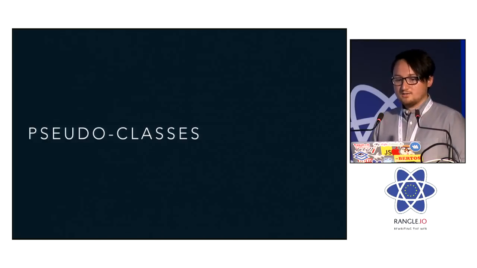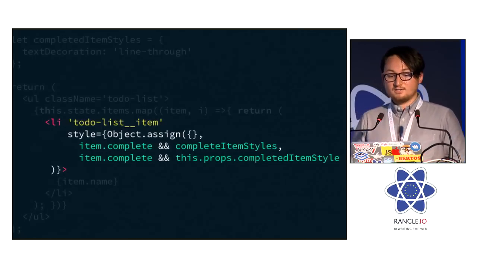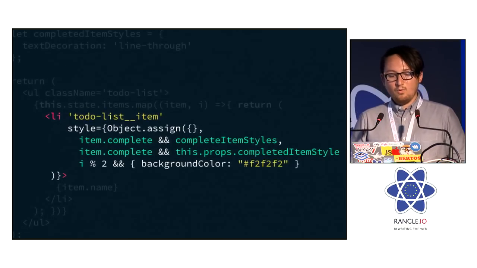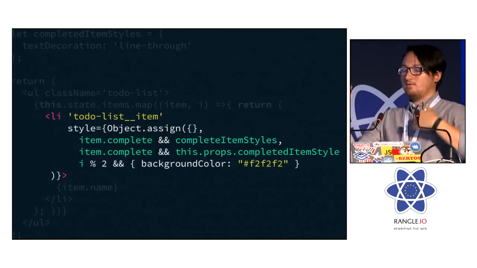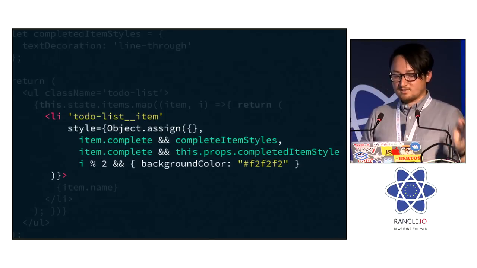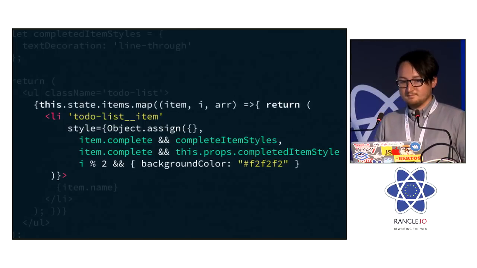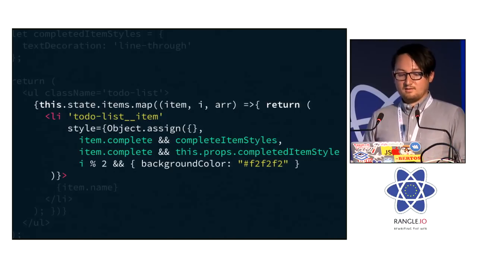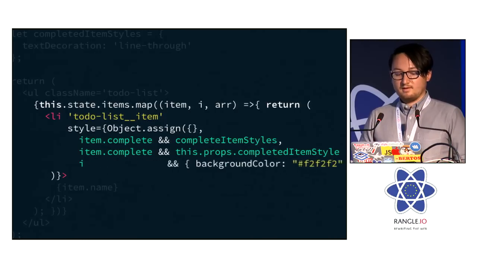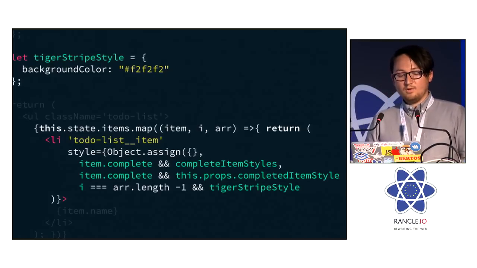Pseudo-classes. So pseudo-classes are these fake classes that allow you to select something based on an element's relationship to something else in the document, right? So here, this is where we left off our to-do list. And if we want, we can add tiger striping, every other line, just by doing this. So we'll say i modulus 2, and if that's true, we're going to say the background color is #F2F2F2, right? If we have any concerns about length, we can take the length of the array off the map and then use this in our equation. And again, we can use a variable here.